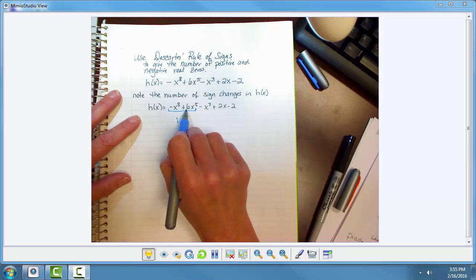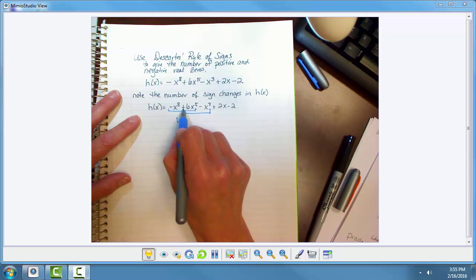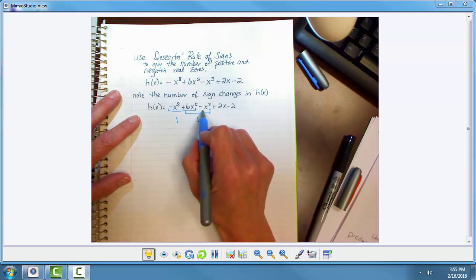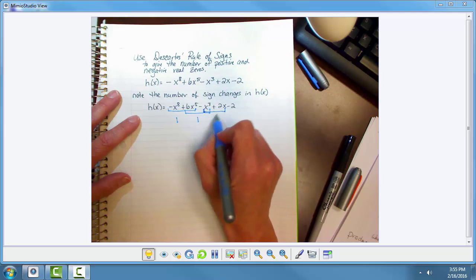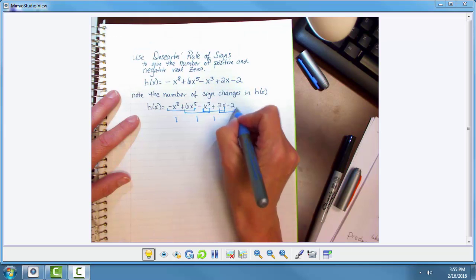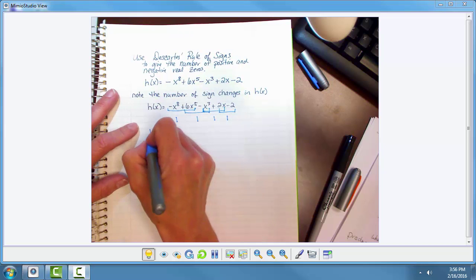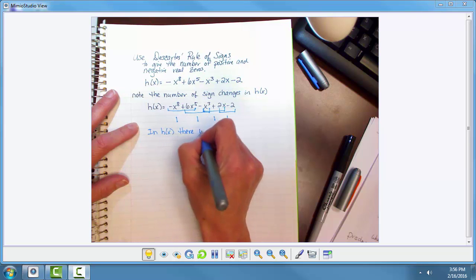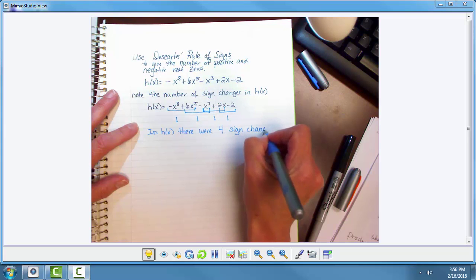And then from the second term to the third term, it also changed signs from positive to negative. So that's one other sign change. From the third to the fourth, it went negative, positive. That's one more sign change. And then from the fourth term to the fifth term, it went positive to negative. Another sign change. So in h of x, there were 4 sign changes from term to term.